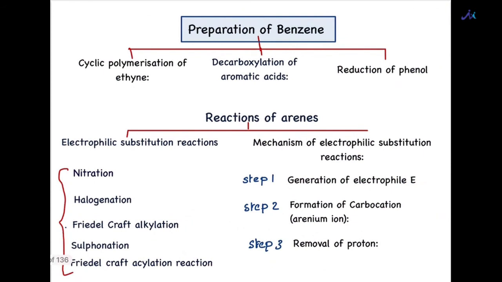3 methods of preparation of benzene, they are discussed here. Cyclic polymerization of ethyne, decarboxylation of aromatic acids, and reduction of phenol. These are the 3 preparation methods for benzene. Different electrophilic substitution reactions such as nitration, halogenation, Friedel-Crafts alkylation, and acylation with the help of the reactions need to be studied. 3 steps for the mechanism of electrophilic substitution reactions are given here, and the equations also to be learned.